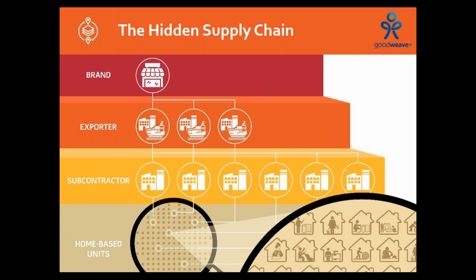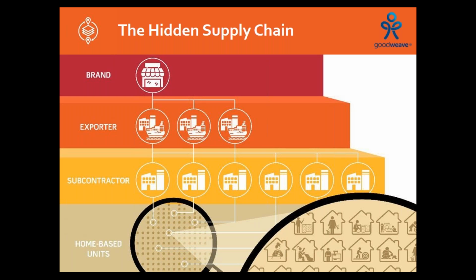Next slide. Thank you. Why is this so important? On the screen, we have a very simplistic version of how a typical production supply chain looks. For GoodWeave, this could be carpets, home textiles, or apparel. I'm sure you're familiar with the way this looks, but we put it in this simplistic graphic to give you an idea of what the hidden supply chain looks like.